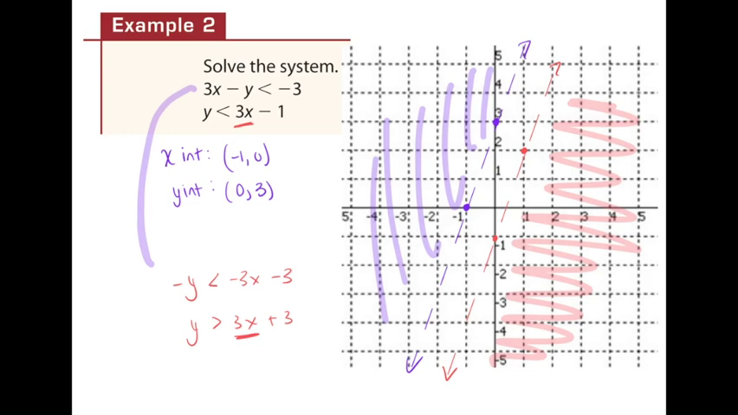So depending on where you shade for parallel lines could mean either solution or no solution. In this case, these parallel lines ended up giving us no solution because they shaded the opposite direction of each other. If they had not done that, we would have had a solution. But this is one of your special cases here. You could have parallel lines that never cross and your shading goes opposite of each other.